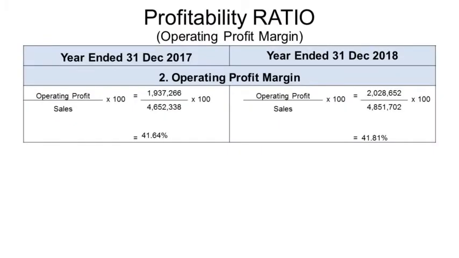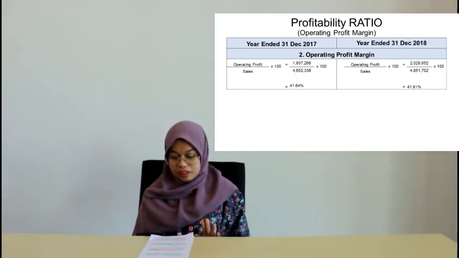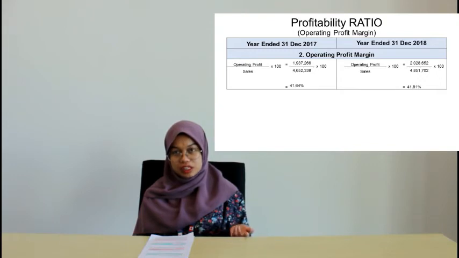The OPM for 2018 is 41.81%, which is slightly higher than the previous year 2017, which is at 41.64%. From this comparison, we can conclude that MAHB is able to make enough money from its ongoing operation to pay for its various costs as well as its fixed costs.